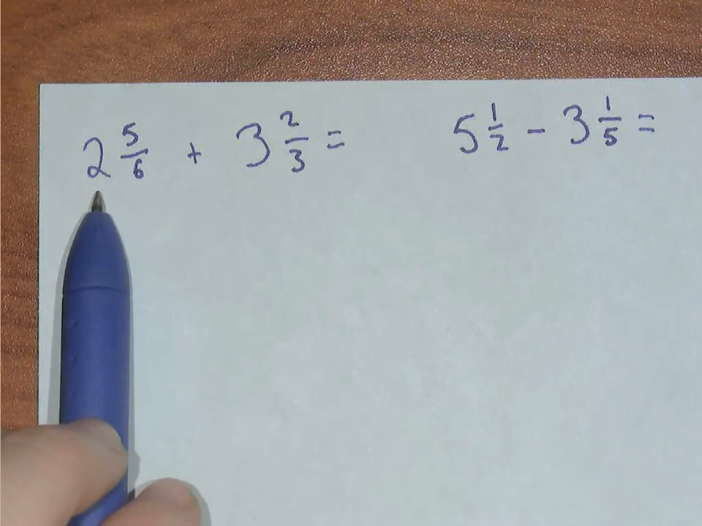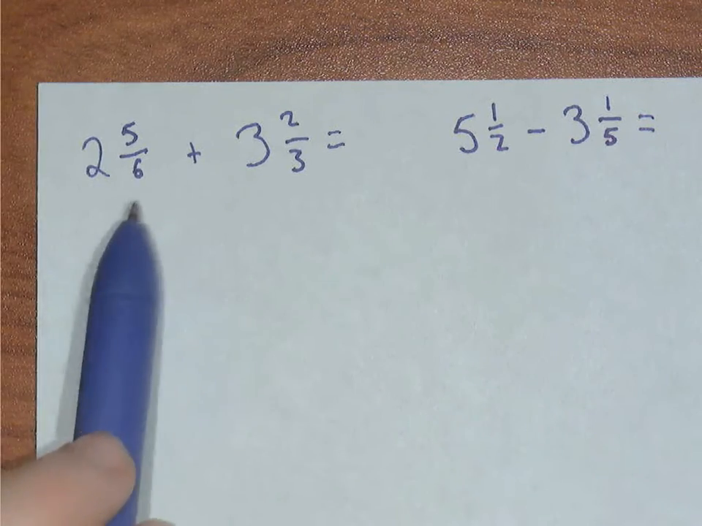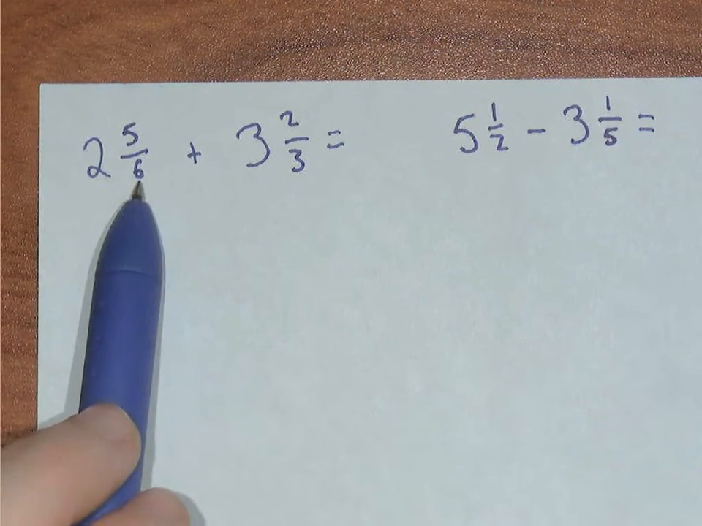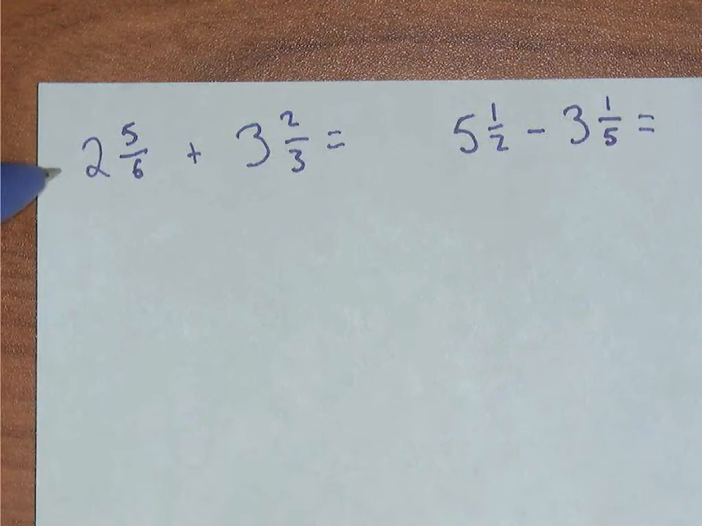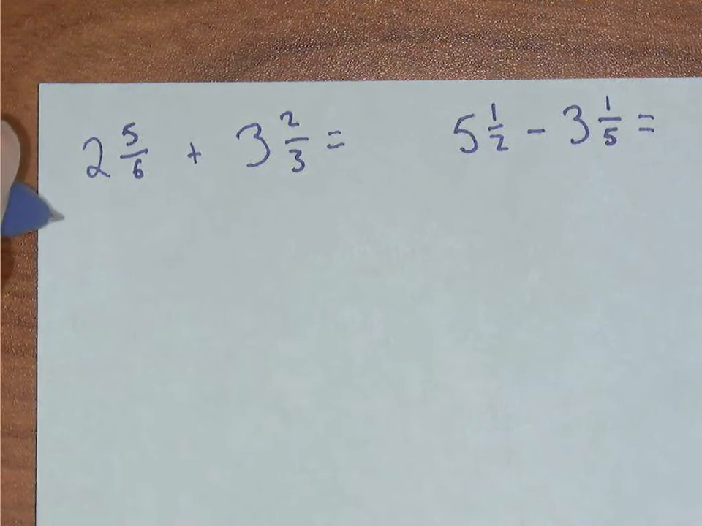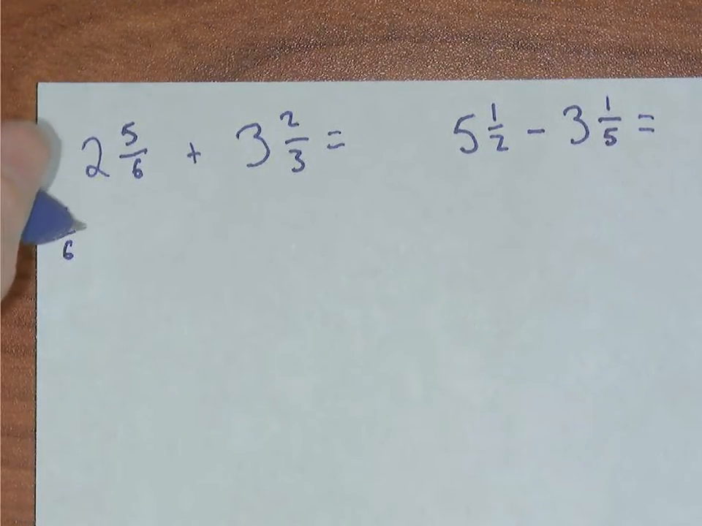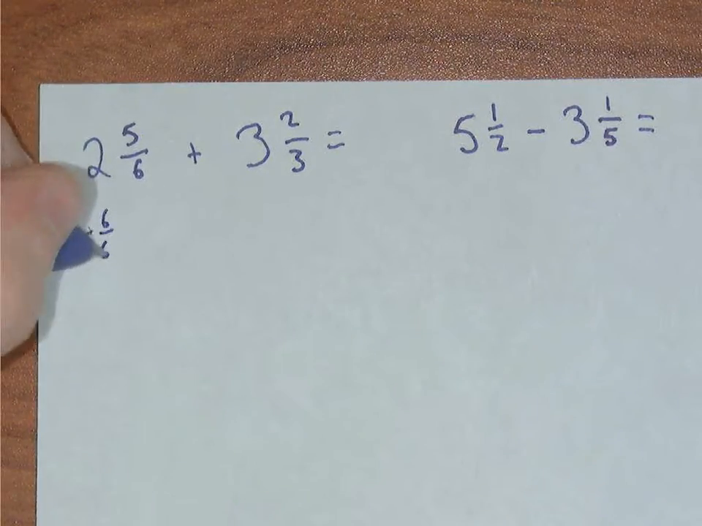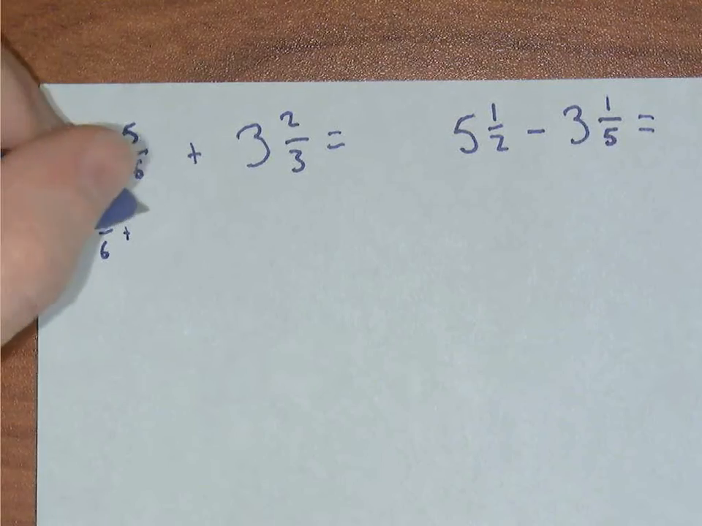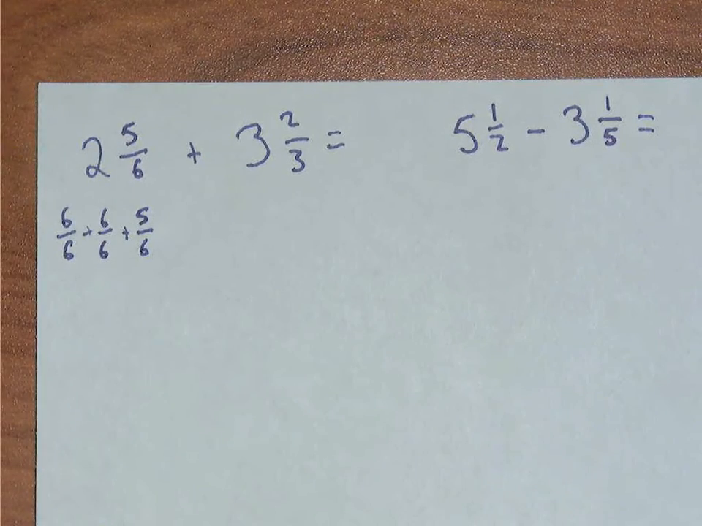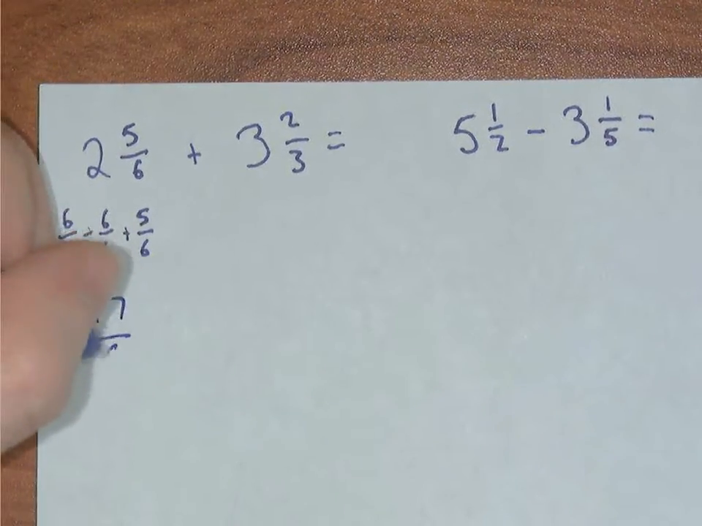So here I've got 2 and 5 sixths, and I immediately clue into the fact that I'm using sixths here. And I say, well, how many sixths are in 1? There's 6 of them. And then I've got 2, so I've got 6 sixths and another set of 6 sixths plus my 5 sixths. 6 plus 6 plus 5 gives me 12 plus 5, which is 17 sixths.